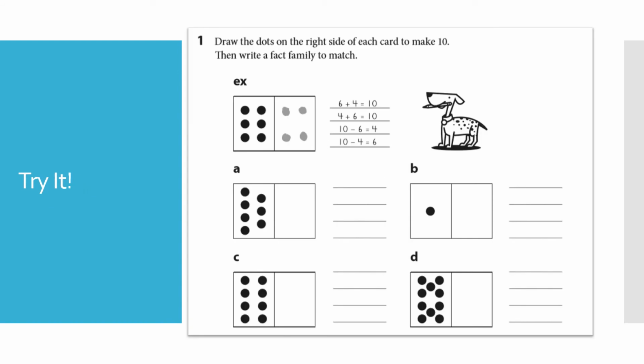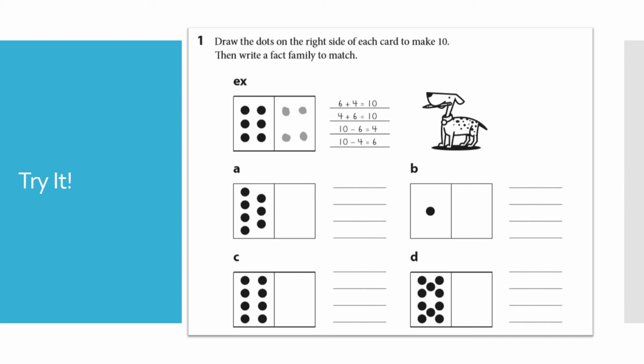Now it's time for you to try some on your own. This example is in your paper packet, or your teacher may have assigned it to you on Schoology. Draw the dots on the right side of each card to make 10. That's similar to what we were just doing with tens frames. Then write a fact family to match. Remember, there will be 4 equations in your fact family, 2 addition and 2 subtraction.